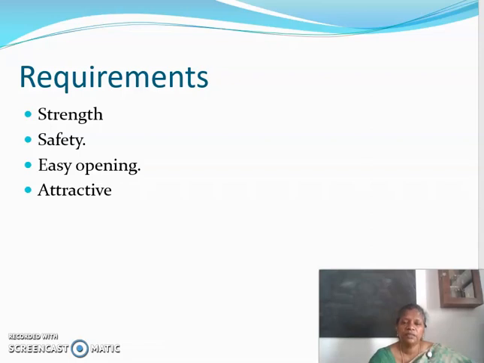Okay, so what are the requirements of a package? It should be of good strength. Then it should be of good safety. For example, why safety? If it is a food substance, the packaging material should not be toxic, otherwise it may react with the food substance and create some health hazard. So it should be safe, and easy to open. For example, when you get an oil packet, it is marked with a black line showing where you have to cut it. That is called easy opening. And it should be very attractive. All packages should be very, very attractive.